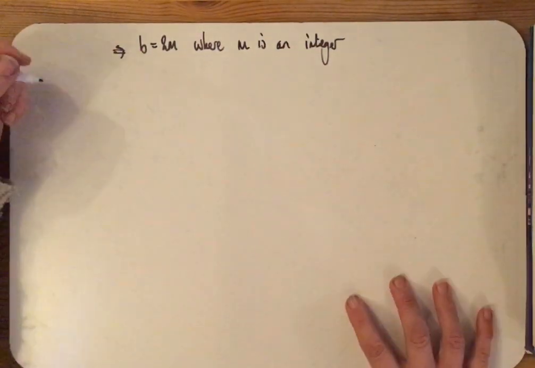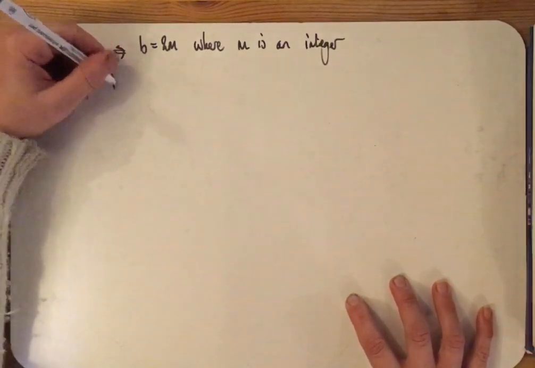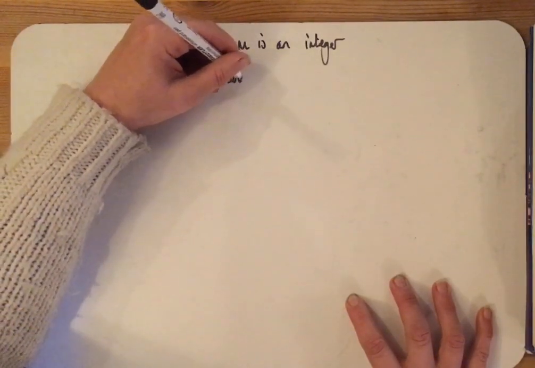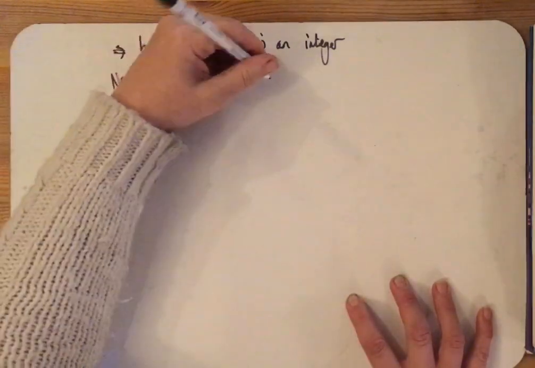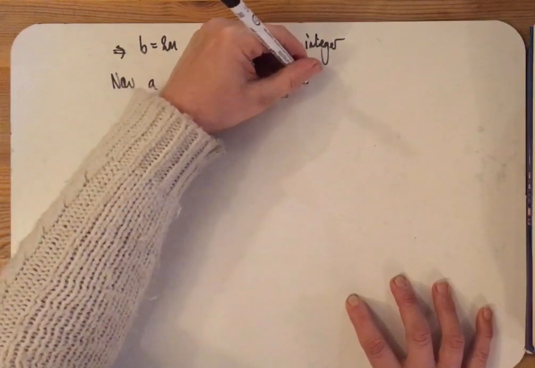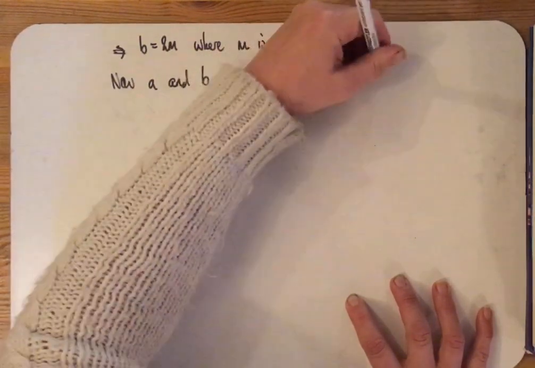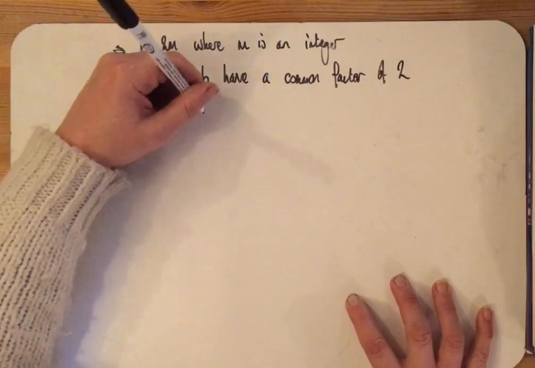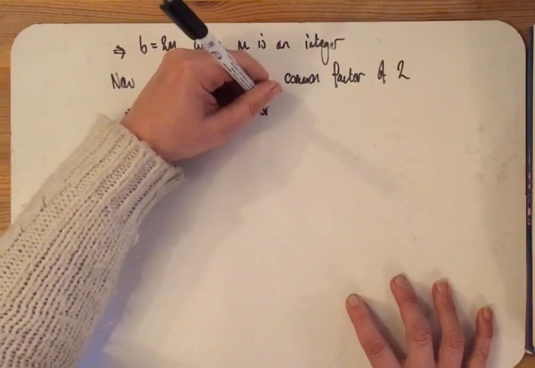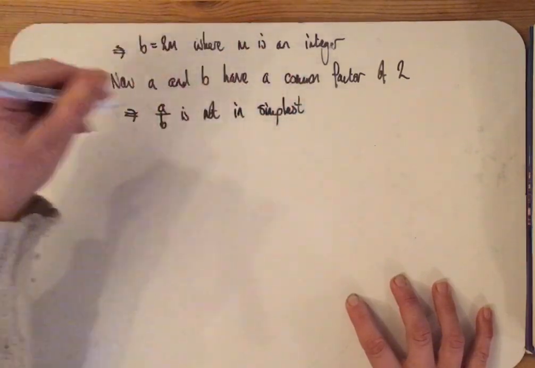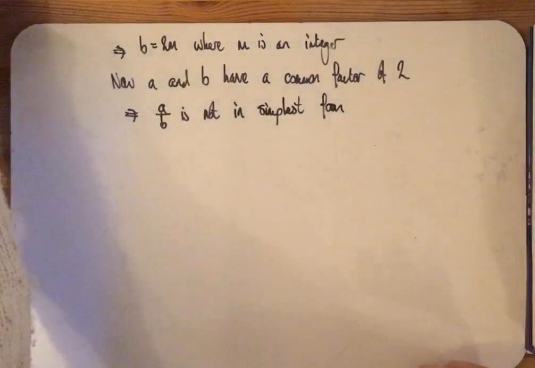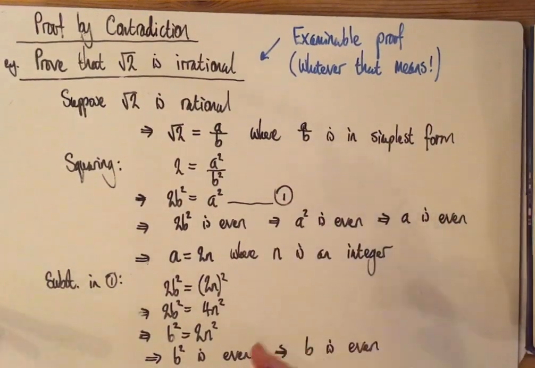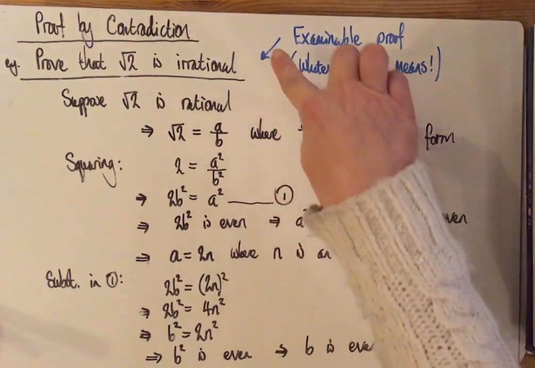But now, a and b both have a common factor of 2. If you think about writing them as a fraction, you'd be able to divide top and bottom by 2. And so a over b is not in simplest form, and that is giving you a contradiction. So it's impossible to write root 2 as a fraction in simplest form. Therefore, root 2 can't be rational. And if it can't be rational, it must be irrational.